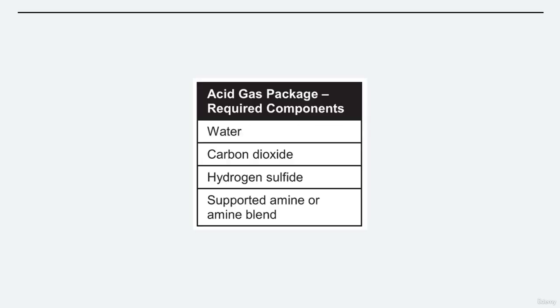Task 1. Define the fluid package. The acid gas property package allows for the rigorous modeling of gas sweetening processes. When setting up the acid gas package, you will note that certain molecular species are required for your component list. Those components include water, carbon dioxide, hydrogen sulfide, and supported amine or amine blends.